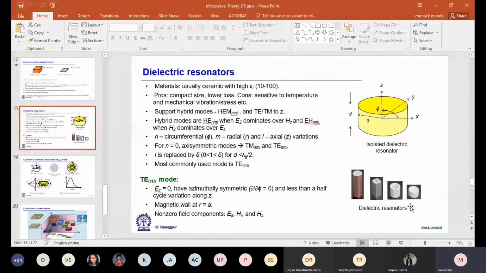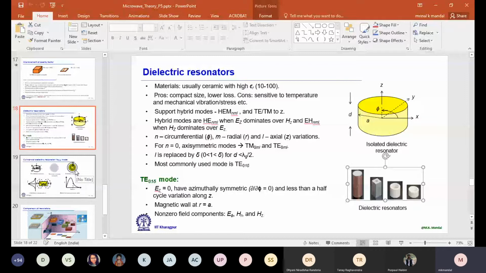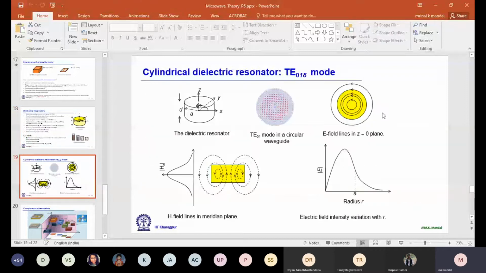Here are some photographs of popular dielectric resonators. The first one is a solid cylinder. The second one is a cube, but from the second one onward, you can see they drilled an air via. So they drilled it, and it looks like a pipe. There is a reason for that. It is to avoid the next higher order mode, which I did not show here. But from here we can explain it.